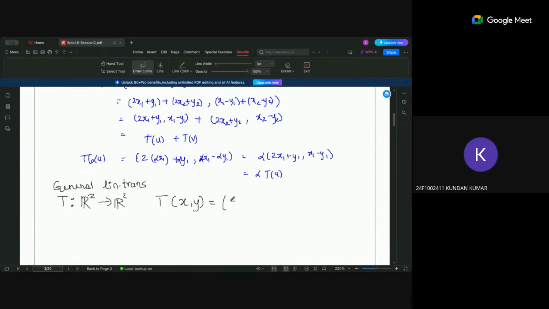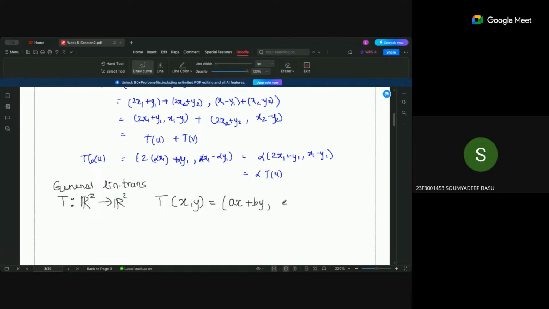X comma 2x plus. No. I don't want numbers. Instead of numbers, I just want A, B, C, D. Okay, ma'am. Try it and tell me. Ax minus y minus by. Plus y is more general.